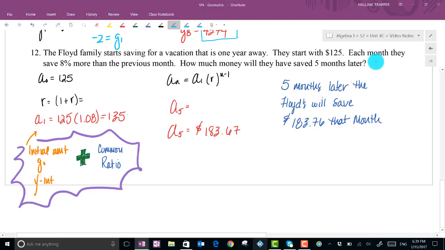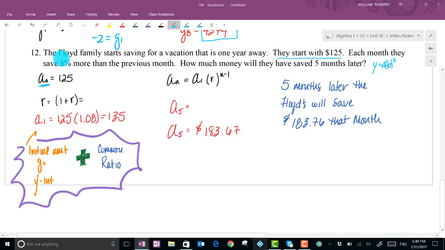Now we could write this as an exponential function, a times b to the x. But let's practice using our explicit and recursive formulas and see that we can do the same thing with those. So let's start listing our information. First piece of information is that they start with $125, meaning this is before the sequence begins, which to us means that it's a sub 0.